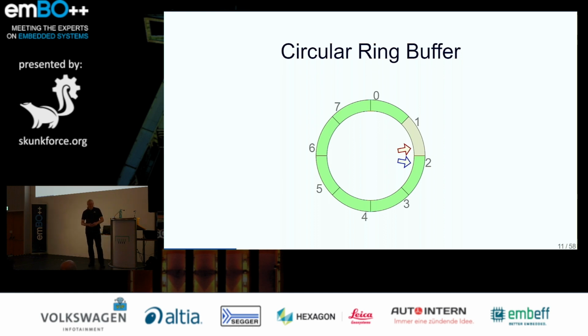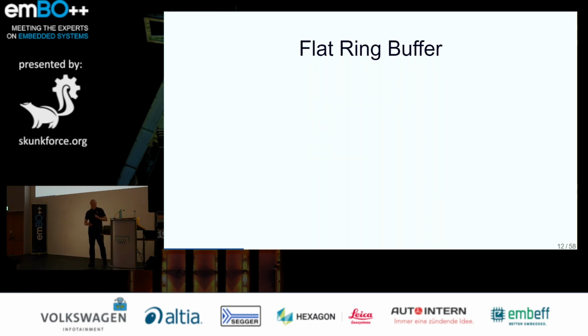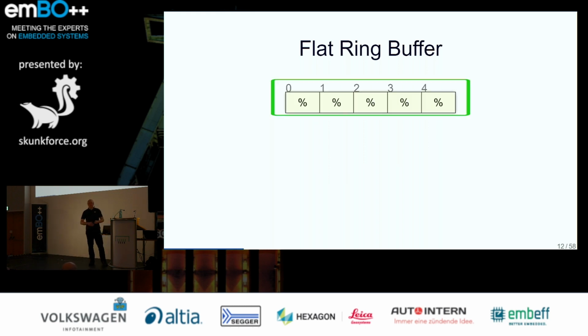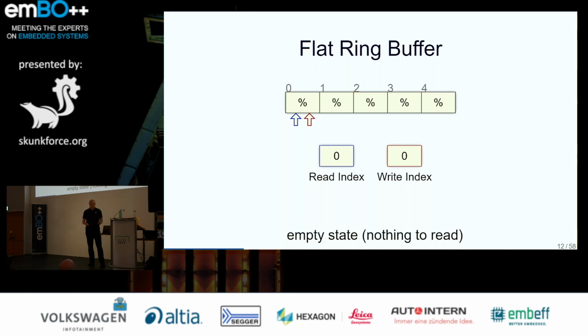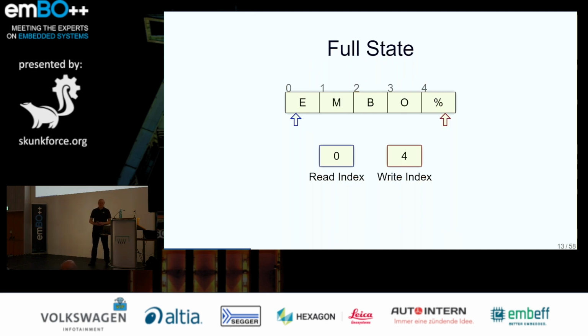Great. So in reality, our memory is not in a ring. We have a flat memory somewhere. I was a bit lazy, only 5 memory cells here. Initially, it's uninitialized. And for the implementation, we have 2 indices, one for reading, one for writing. Again, this is the empty state. Both indices point to 0. And once we write to that, it gets full.